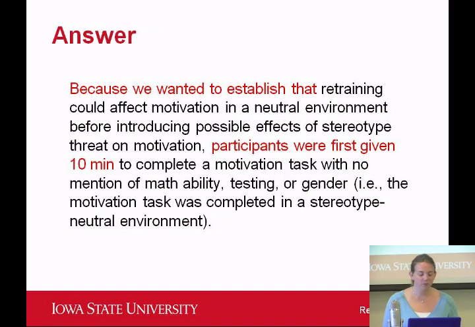Because we wanted to establish that retraining could affect motivation in a neutral environment before introducing possible effects of stereotype threat and motivation, participants were first given 10 minutes to complete a motivation task with no mention of math ability, testing, or gender. Okay, so here we've got the step functioning overall as rationalizing the experiment decisions, because we want to establish. So we get an overarching rationalization of the experimental decisions. You can also see that there's some evidence that this step might also have some information about the study procedures. But overall, the sentence functions to rationalize those experimental decisions.